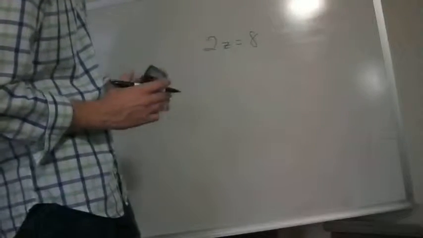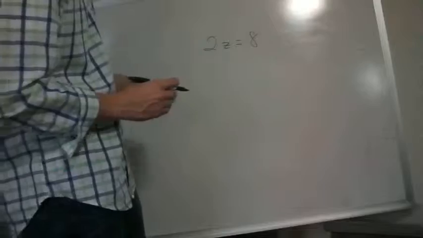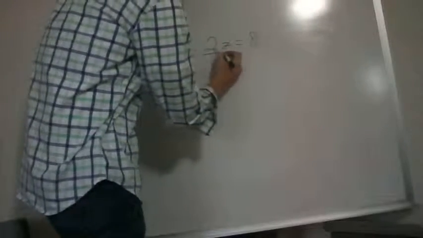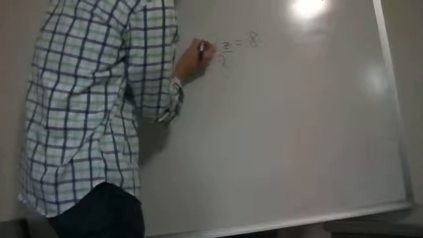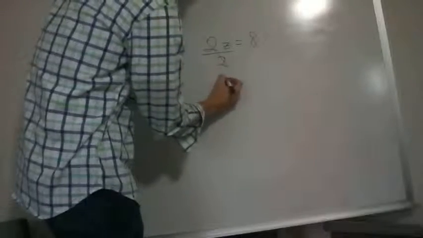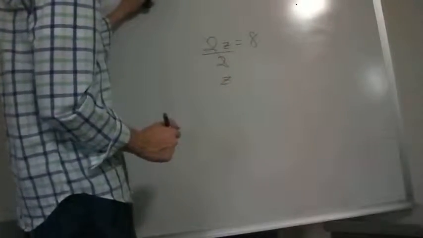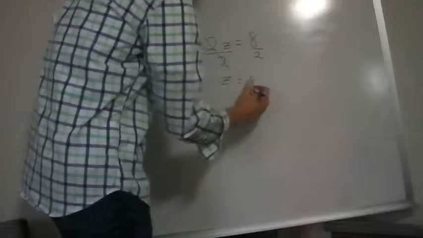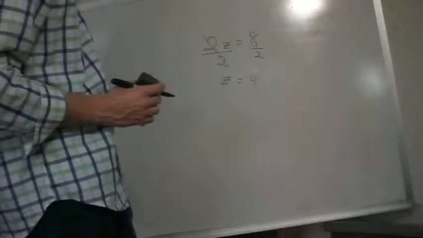So I want to isolate the z, so I do the inverse operation, which is going to be division. So I'm going to divide by 2. 2 divided by 2 equals 1. So I'm left with just z, or 1z, on that side. But anything I do to this side, I have to do to the other side, so I'm going to divide the other side by 2. 8 divided by 2 equals 4. So I have my answer, z equals 4.